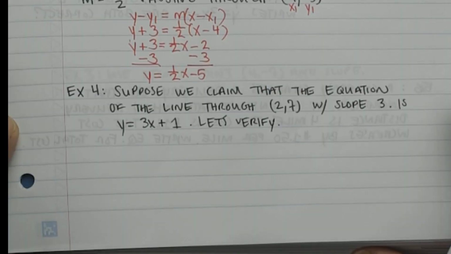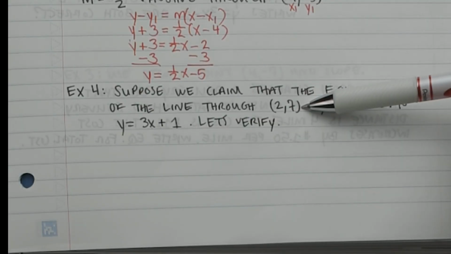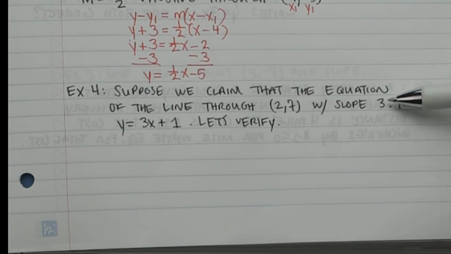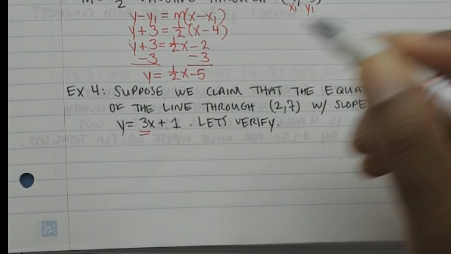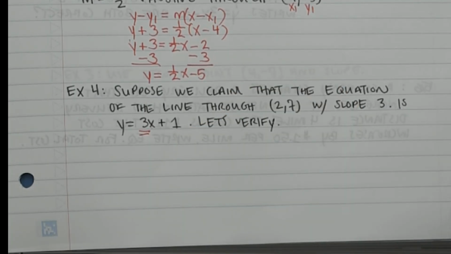Example number 4. Suppose we claim that the equation of the line through (2, 7) with a slope of 3 is y equals 3x plus 1. Let's verify that. First of all, check the slope. The slope is 3, so that matches.